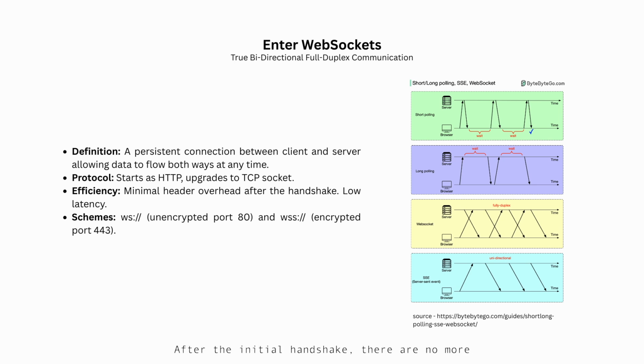After the initial handshake, there are no more HTTP headers. You are sending tiny binary frames. A message that would be 1 kilobyte with HTTP might be 10 bytes with WebSockets. The overhead is minimal. WebSockets use WS for unencrypted connections, port 80, and WSS for encrypted connections over TLS, port 443. This is what powers every modern real-time app like Discord, Slack, Figma, collaborative Google Docs, multiplayer games, live dashboards, real-time trading platforms. If data updates frequently and latency matters, WebSockets is the answer.